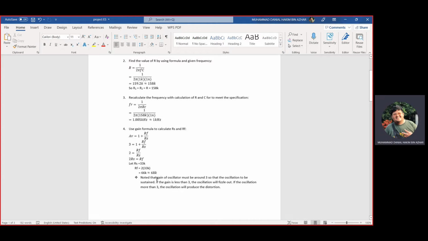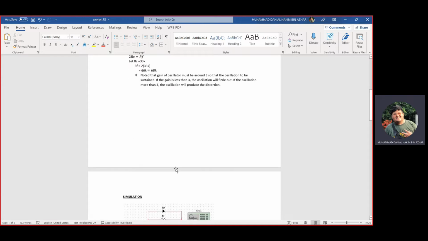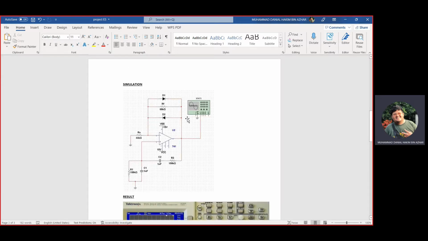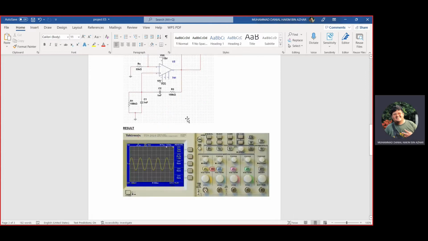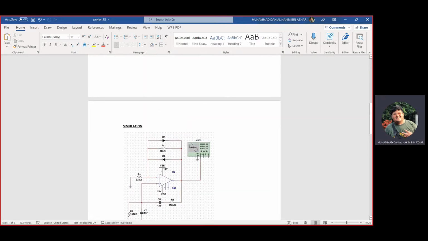This is just a small note for me. The gain of the oscillator must be around 3 so that the oscillation is sustained. If the gain is less than 3, the oscillation will fizzle out. If the gain is more than 3, the oscillation will produce distortion. So this is my circuit that I designed. I will show you through Multisim.